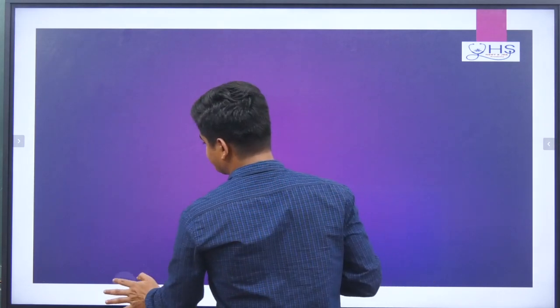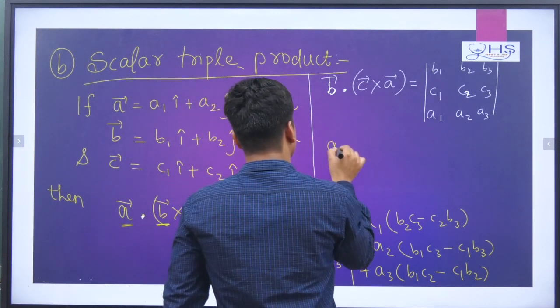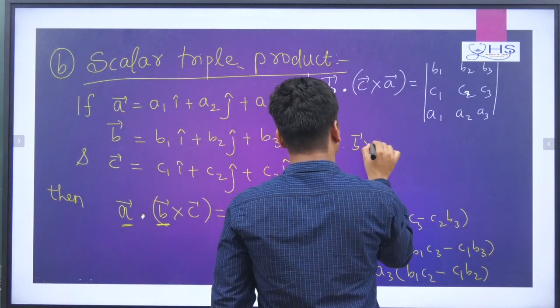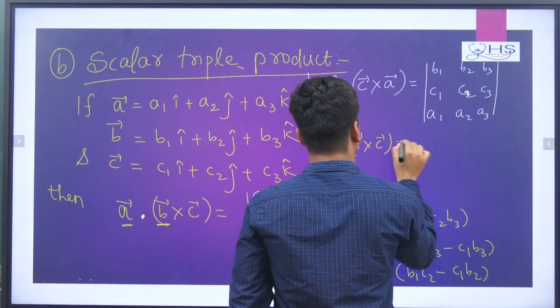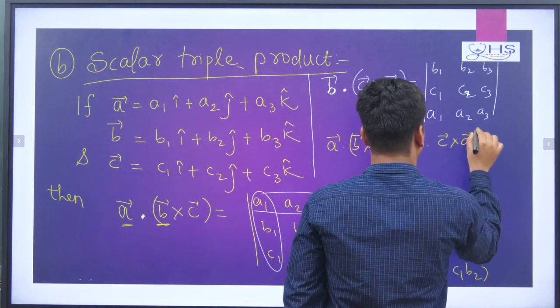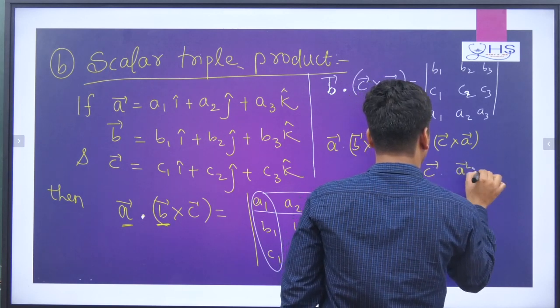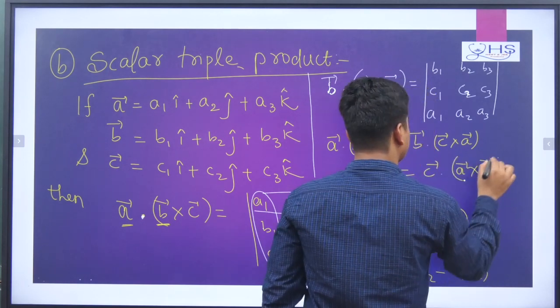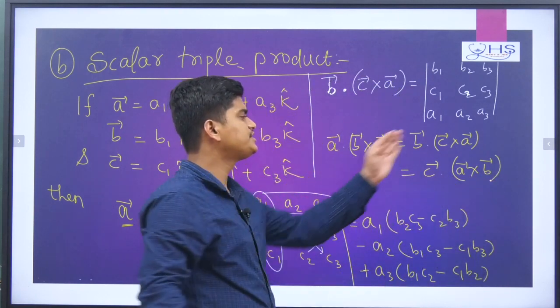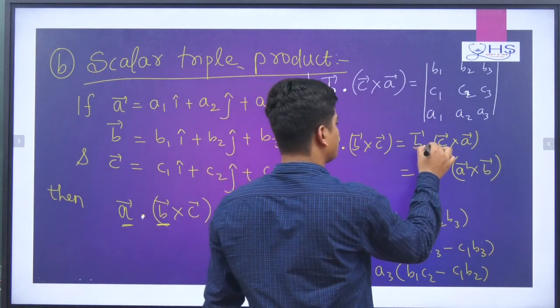So I can write A dot B cross C is equal to B dot C cross A, or that is equal to C dot A cross B. So cyclic-wise, there is a sequence: ABC, BCA and CAB. So all these values will be equal. So try to remember this.